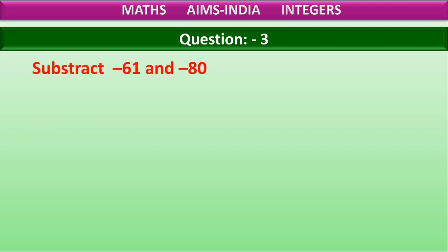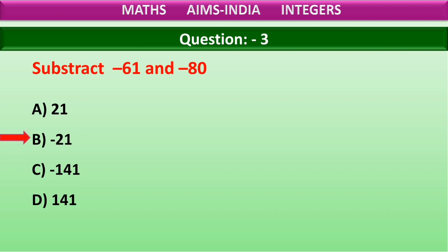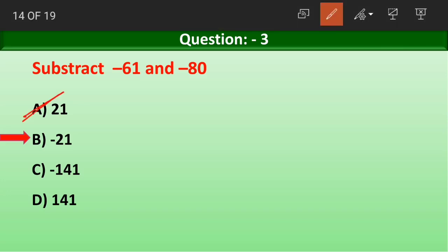Okay. Question number 3. Subtract minus 61 and minus 80. Option A 21, option B minus 21, option C minus 141, option D 141. Which is the correct answer here? The correct answer here is not minus 21. The correct answer here is 21. How? Minus 61 minus of minus 80.